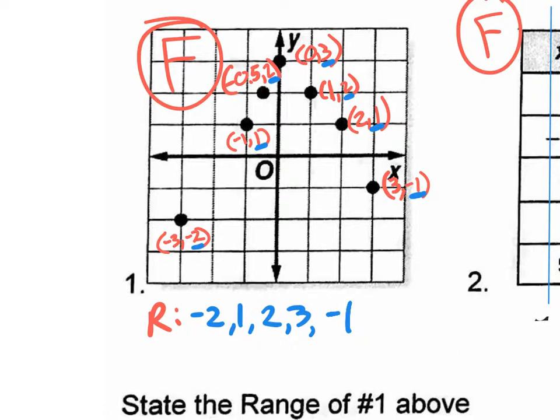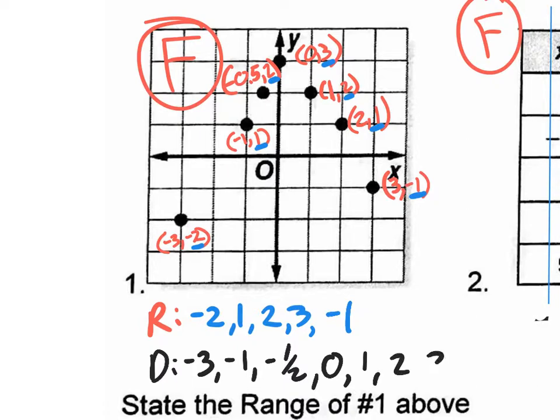I might as well ask you for the domain. What are the domain values of this thing? Negative 3, negative 1, negative 1/2, 0, 1, 2, 3. So none of them repeat, right? All the inputs, the domain, are the x values: negative 3, negative 1, negative 1/2, 0, 1, 2, 3. All the x values are the domain.